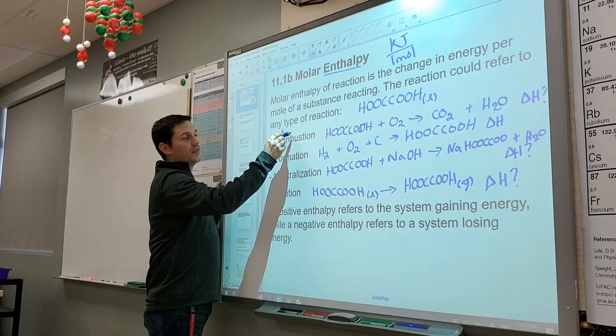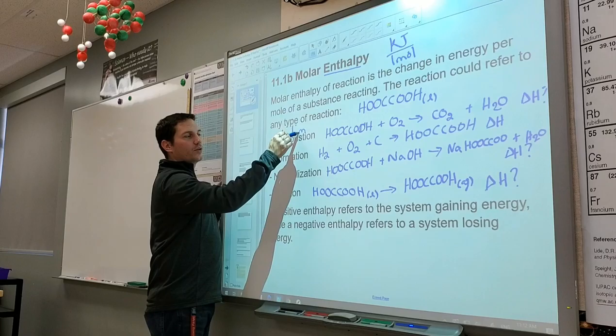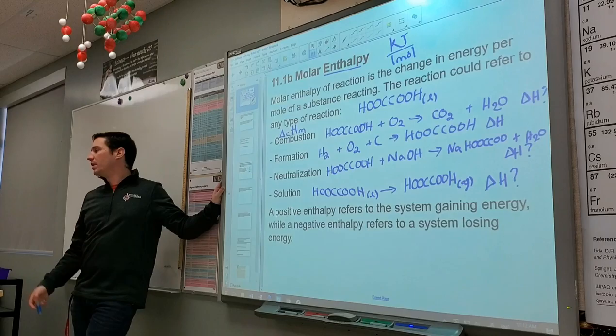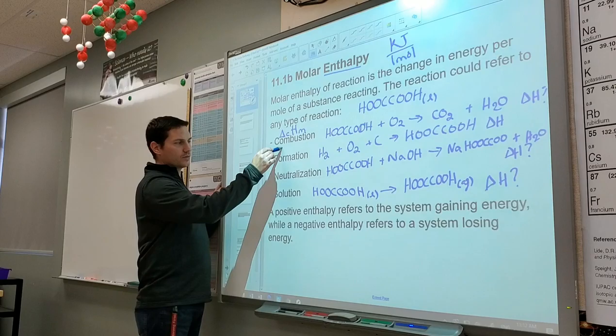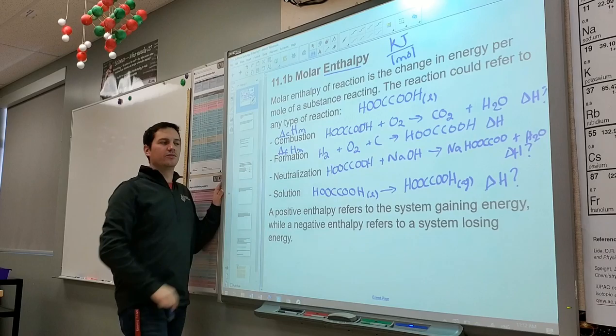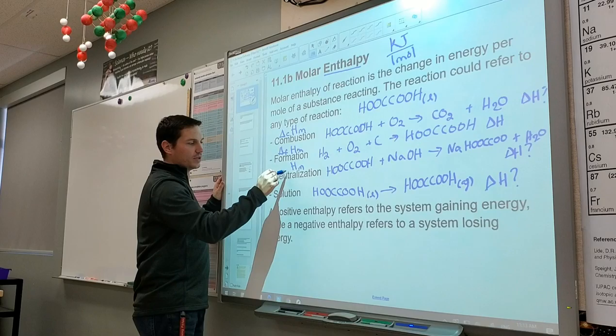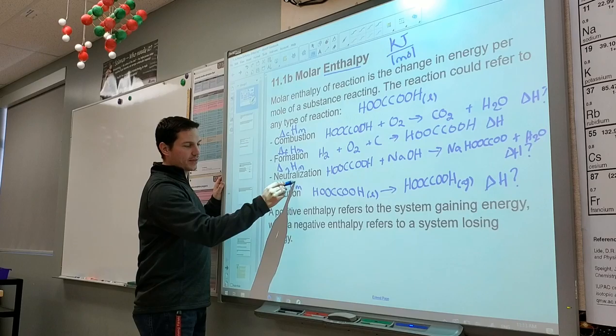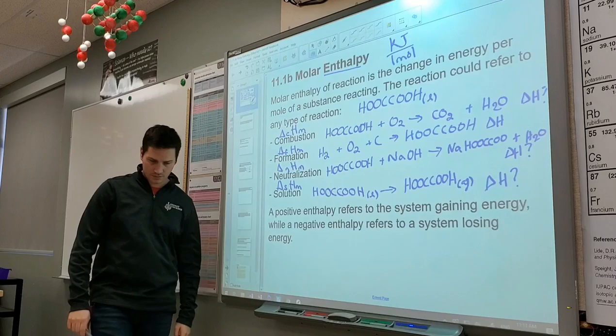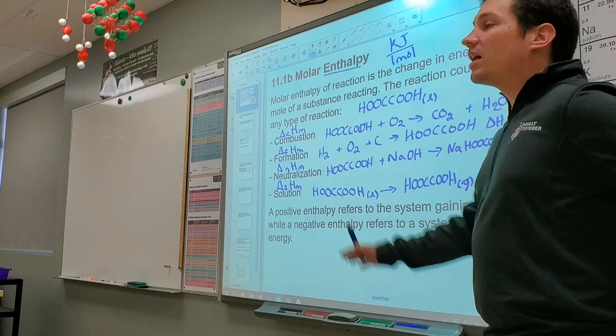What letter do you think we would use for combustion? C. So what I would say, it's kind of backwards, so it's the molar enthalpy of combustion. That's the way you read it backwards. What would formation be? What combination of letters would I use? So the formation, and it's the molar enthalpy of formation, right? Is this fairly straightforward? It's telling you that this is what we're looking for, or this is what we want, or this is what we have, whatever. So the molar enthalpy of neutralization, and then the molar enthalpy of solution.